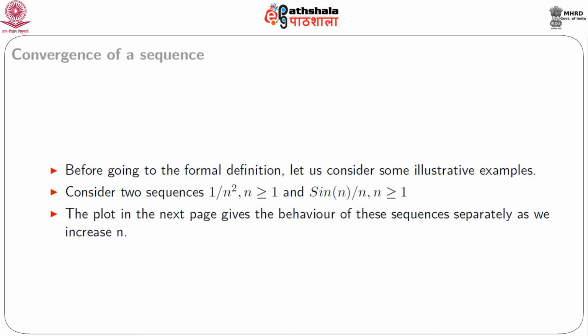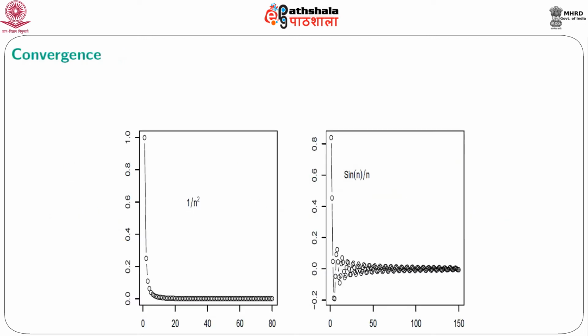Next, we shall introduce the concept of convergence of a sequence. Just before going to the formal definition, let us consider some illustrative examples. Consider two sequences 1 by n square and sin n by n. The plot on the next page gives the behavior of these sequences separately as we increase n. Now consider the first plot. We find that 1 by n square is a decreasing sequence, and it decreases up to 0. And in case of sin n by n, we find that initially it oscillates and then becomes stable for large n.